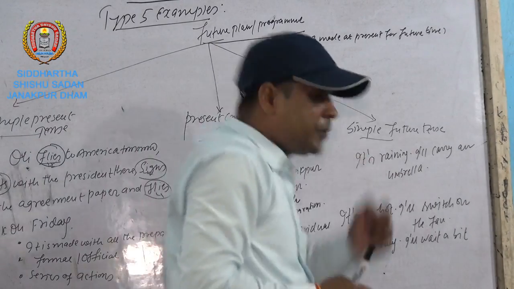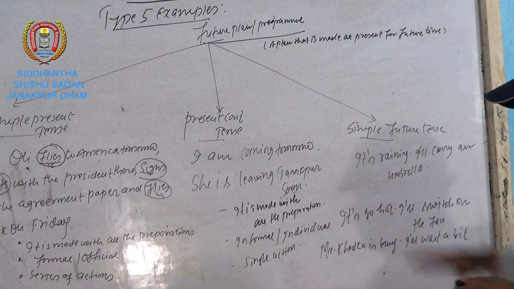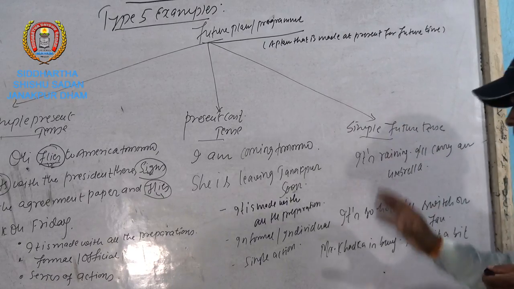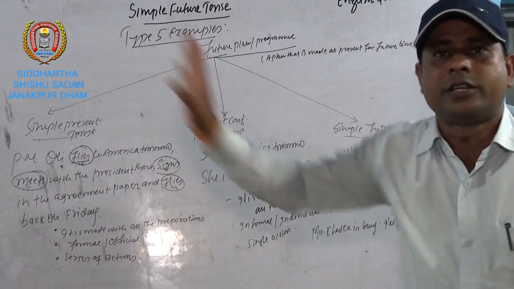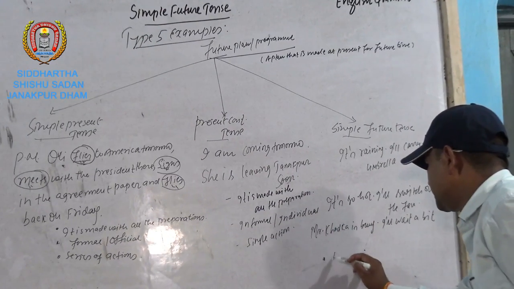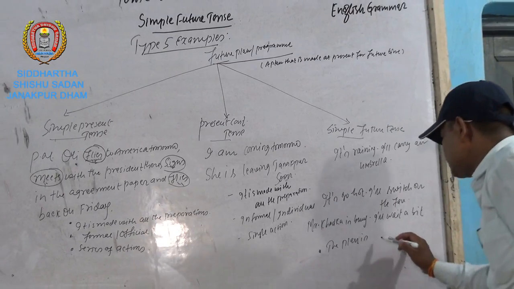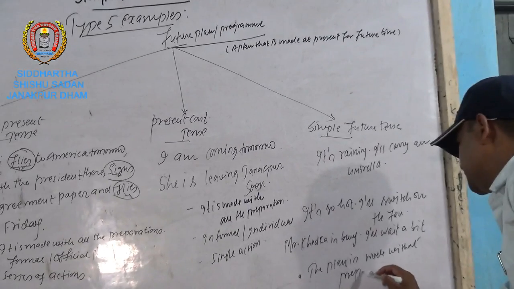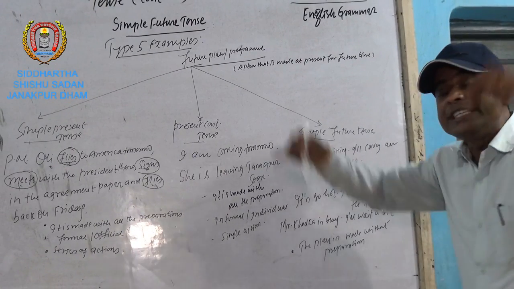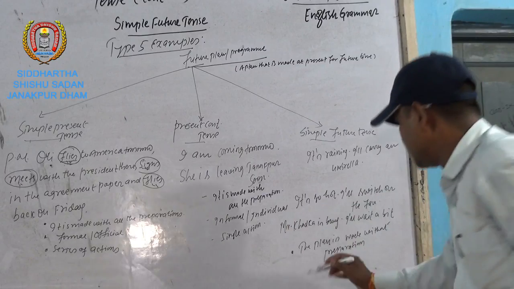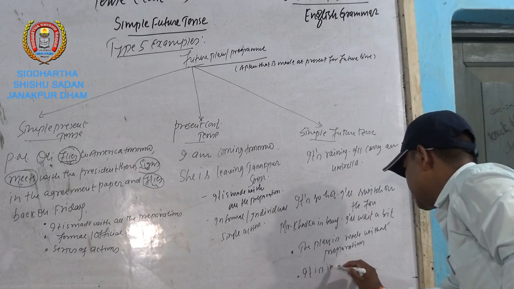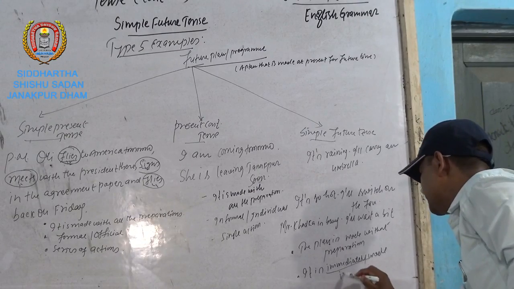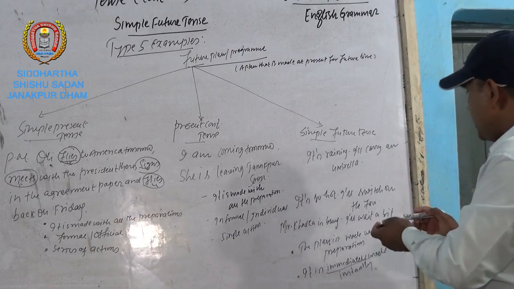Whereas, what's the difference there with simple future tense? Simple future tense, which is used with future plan and program, is used if the plan is instantly made, with no preparations. Here, the plan is made without preparations. Or it is instantly made, immediately made.